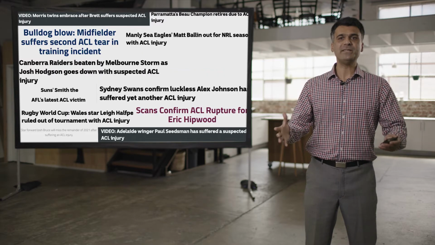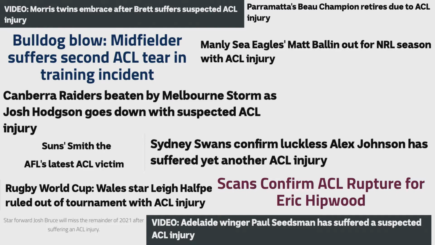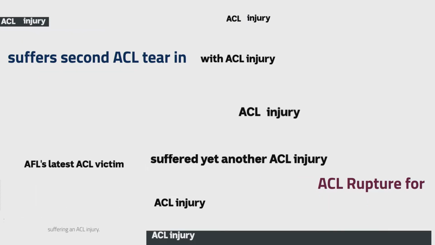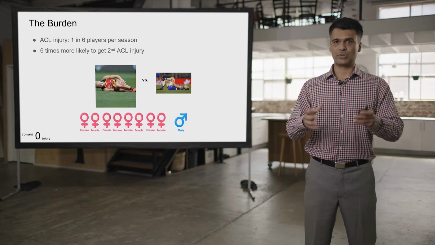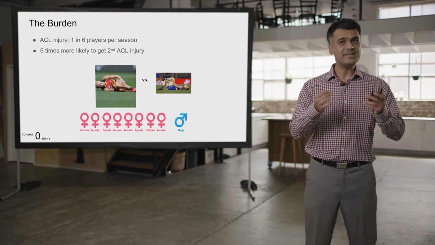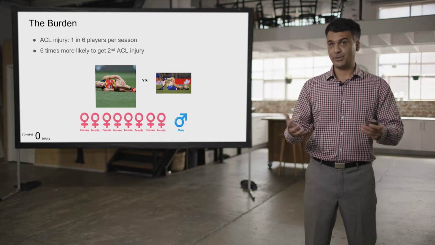When you look at the media and see the type of injuries that happen in elite sports, you see quite a lot of injuries. But when you dig into them, you see that ACL injury, a ligament within your knee joint, is one of the biggest and very common. In certain sports like AFLW, 1 in 6 players would get injured per season.